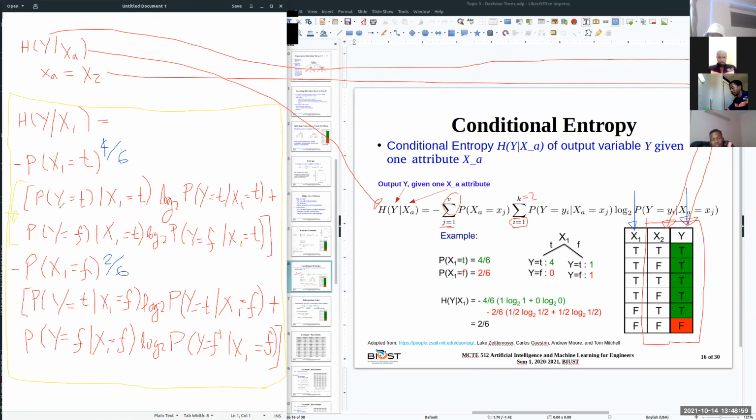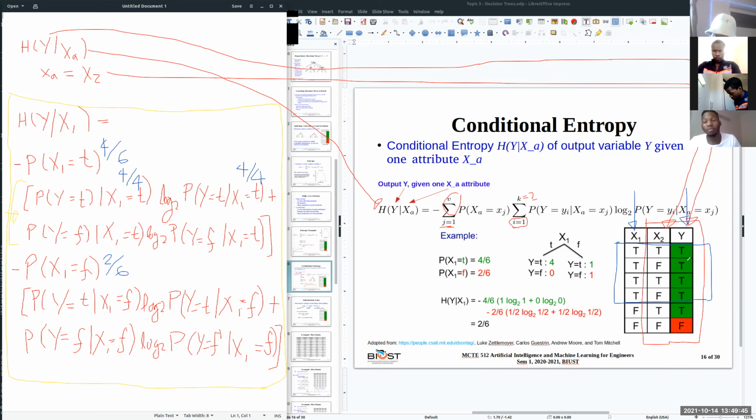Now, probability of y being true given x1 is true. So when is x1 true? We look at the part where x1 is true. So now we only consider this part of the table where x1 is true. What is y given x1 is true? Y is true, so that is 4 over 4, or 1.